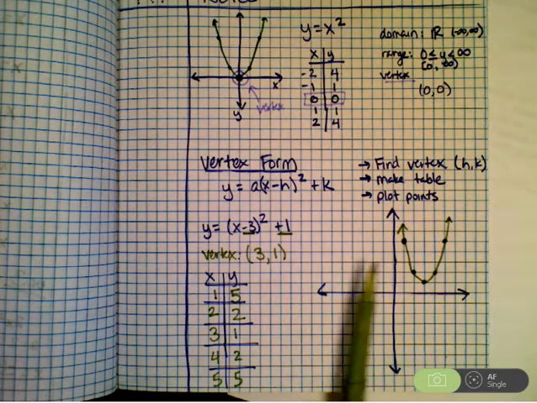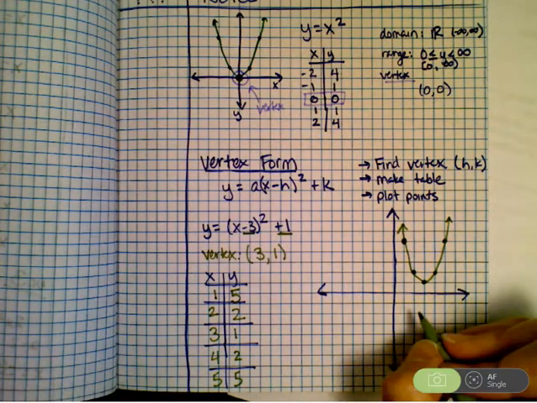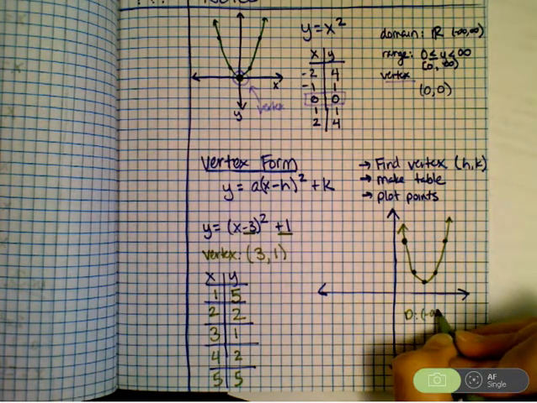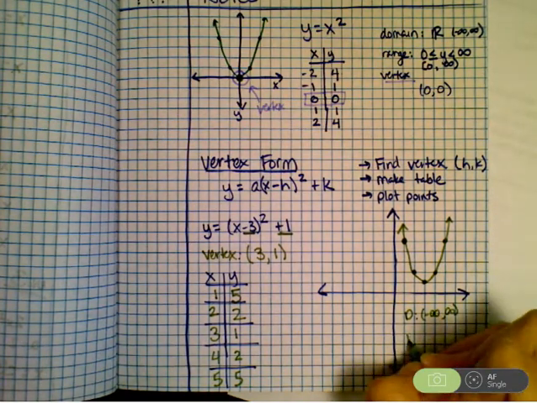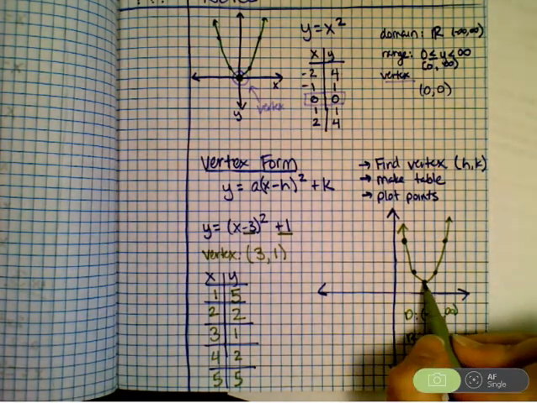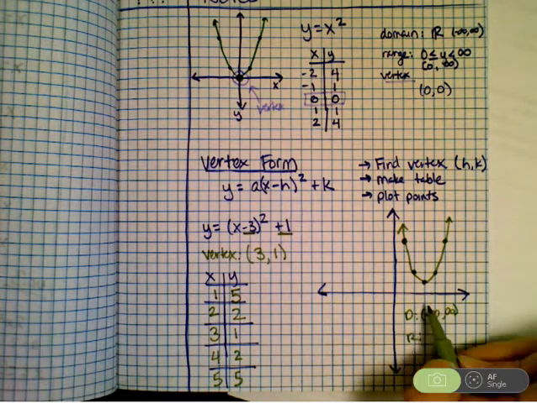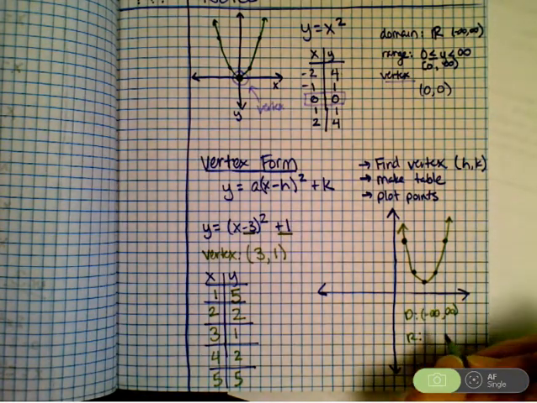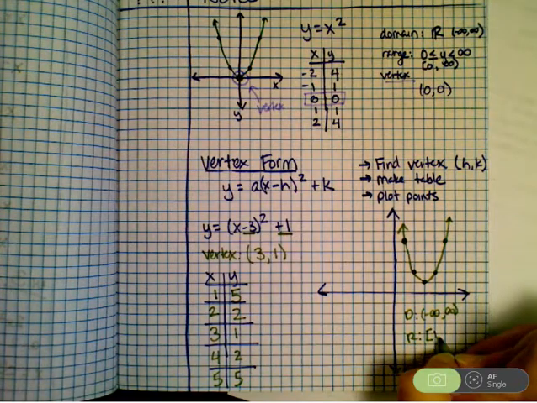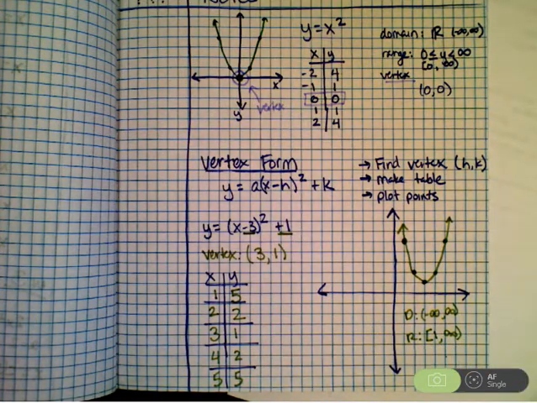Domain of this one would still be -infinity to infinity. Range of this one would be a little bit different because this one starts here at 1 instead of starting at 0. So the range of this one would be 1 to infinity.